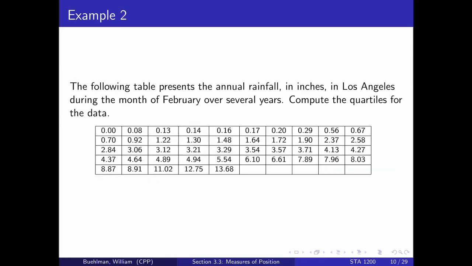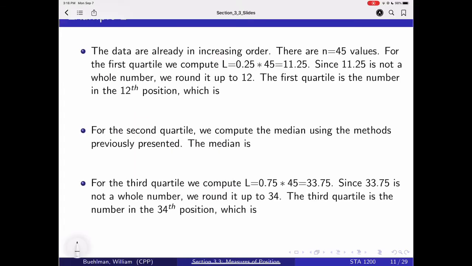Here's example 2. The following table presents the annual rainfall in inches in Los Angeles during the month of February over several years. Compute the quartiles for the data. So the data we have was already arranged in increasing order. That's good. There were 45 values. For the first quartile, we're going to compute L, which is equal to 0.25 times 45, which gives us 11.25. Since 11.25 is not a whole number, we round it up to the next whole number, which is 12. The first quartile is the number that is in the 12th position.